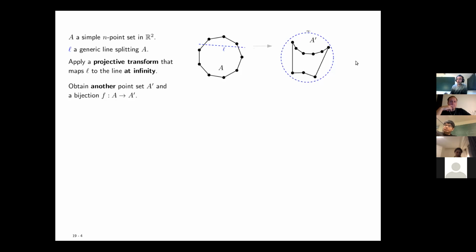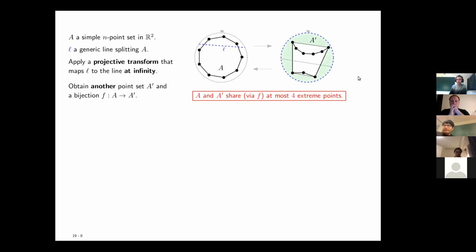It turns out that in this bijection, there is some constraint I can express on whether a point is on the convex hull of A or A prime. I could actually take a line in A prime that separates it and send that line to infinity and end up with A. So this is a reversible transformation. And now, the fact is that A and A prime share, via this bijection, at most 4 extreme points. There are at most 4 extreme points in A whose images are also extreme in A prime.